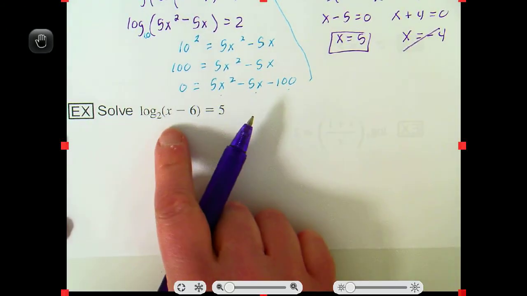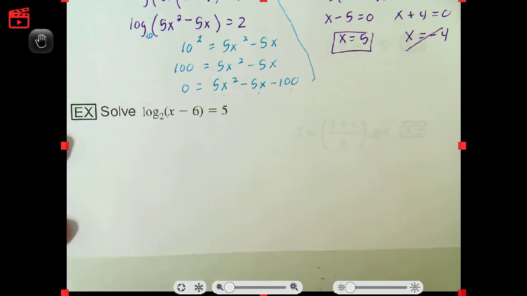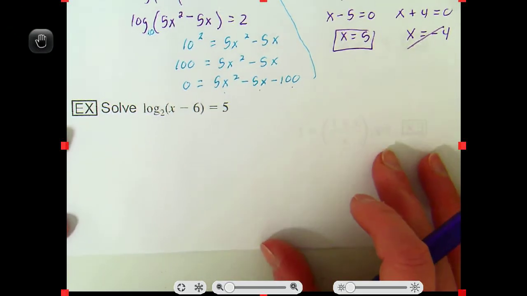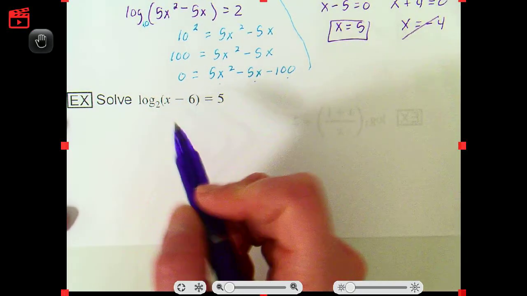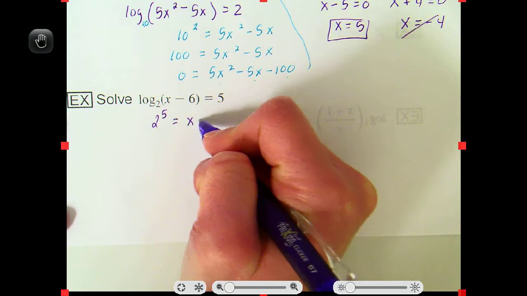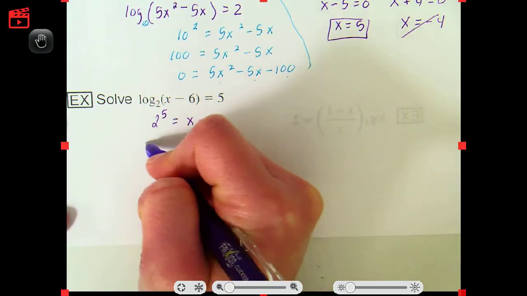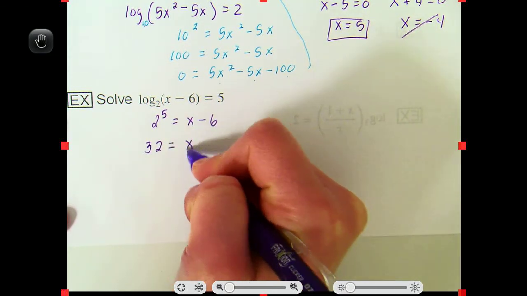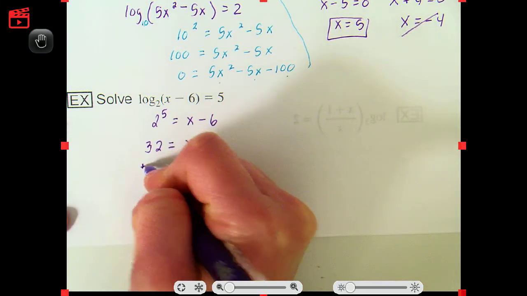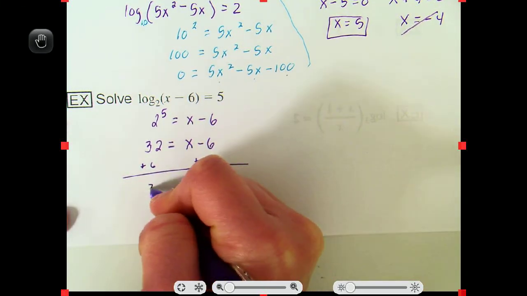Again, pause the video, try this one on your own, and then come back, see if you got it right. If you did, you can move on. If not, then watch the steps. You should start with your base to the power of 5 is equal to x minus 6. 2 to the 5th is 32. And then just add the 6 over. Then you get 38.